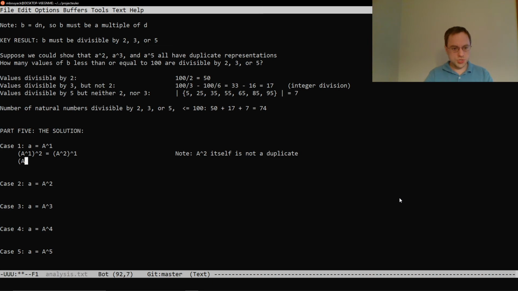Okay, going on to lowercase a cubed. So it's going to be a to the first cubed. And similarly, that's going to be equal to a cubed to the first. And we'll note a cubed itself is not a duplicate. And then to wrap up this case, we'll have a to the first to the 5th is going to be a to the 5th to the first. And again, a to the 5th itself is not a duplicate.